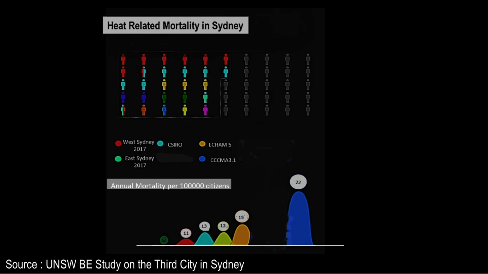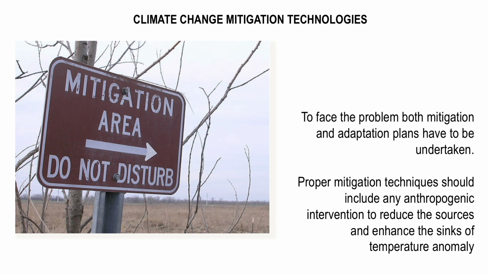Heat-related mortality in Eastern Sydney is 5 people per 100,000 people. This is in Western Sydney. It's almost double. Based on the existing climatic models, CSIRO, etc., we may go up to this level. These are the official predictions. These are the bad news. Do we have good news? Can we mitigate the problem? Can we solve the problem? Yes, we can.